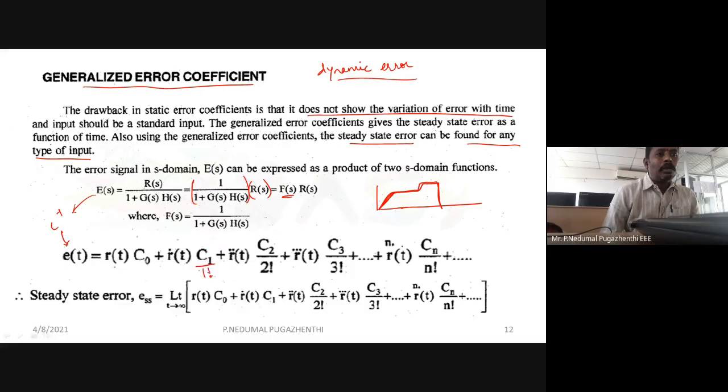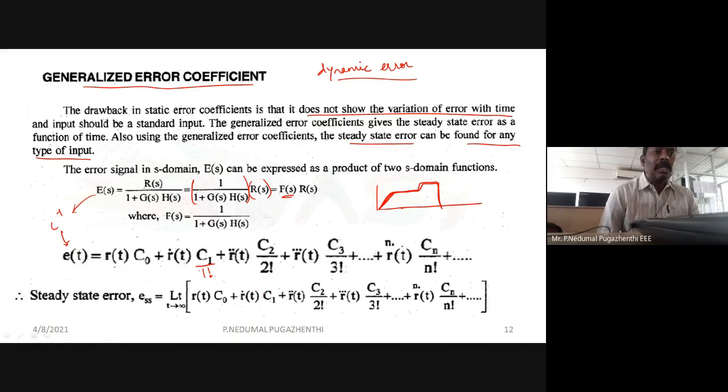So C1 by 1 factorial plus R double dot of t, C2 by 2 factorial plus R triple dot, and it goes on. We can restrict ourselves to the requirement of our accuracy level, the error. If you want to close it up to C3 by 3 factorial, well and good. Or if you want to go further, you can go for C4 and C5.